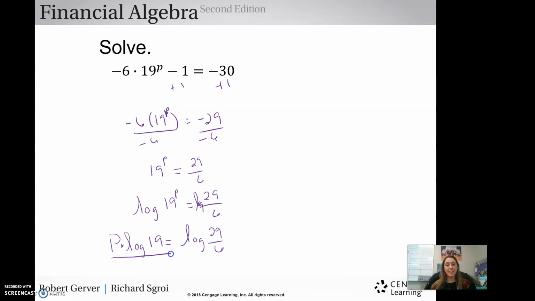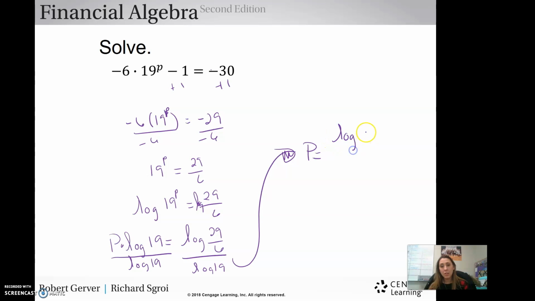So we're going to get that p by itself, and we're going to divide by log 19. If I type that in my calculator, I end up with p is equal to log of 29 over 6, over log 19, or 0.5351. That will be my answer.